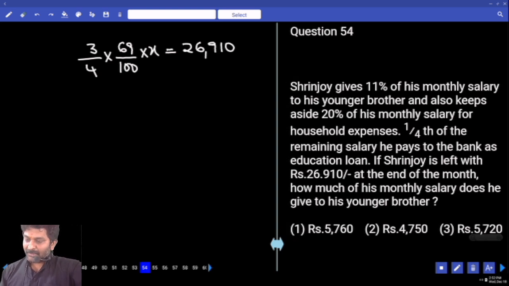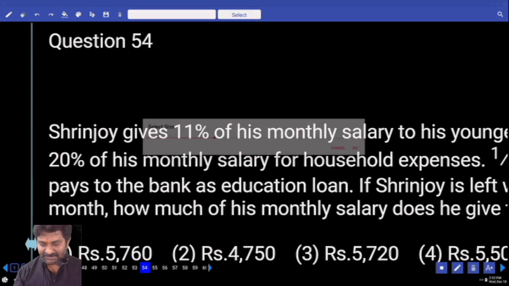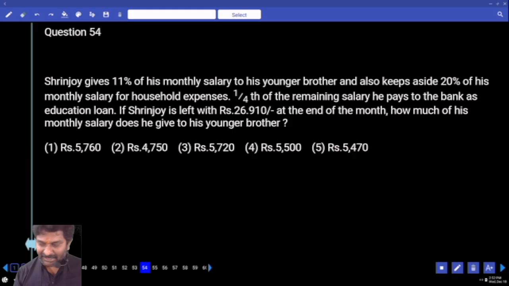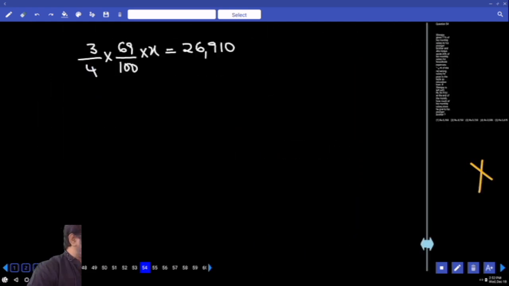Come on. First of all, when I see 11%, the answer should be a multiple of 11. I don't need any cancellation or simplification. First, directly I'll go to the options and see how many 11 multiples are there. Can it be the first option? No. Can it be the second option? No. Third? Yes. Fourth? Yes. Fifth? No. So the answer is either third or fourth. Yes. Now I will come here.